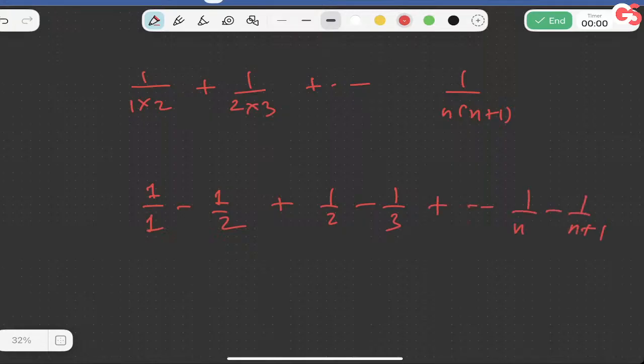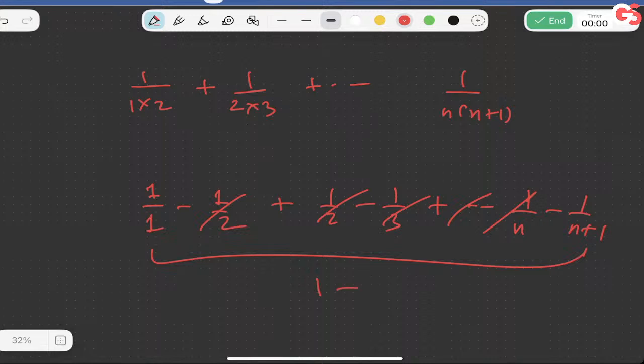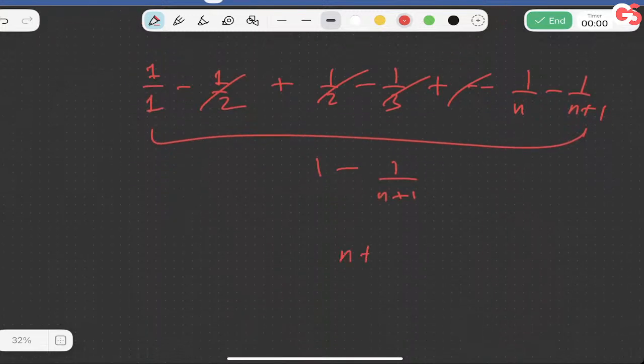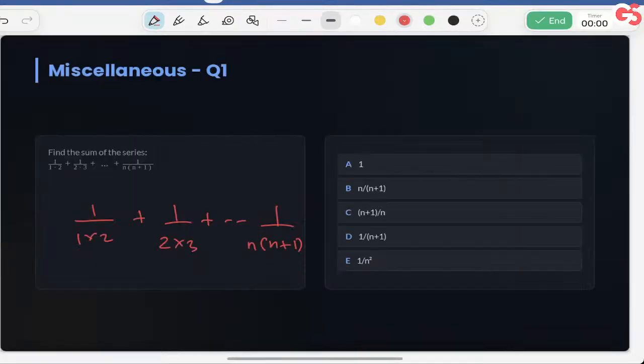So basically, every alternate term gets cancelled out. Not alternate, second से लेके second last तक. We are only left with 1 minus 1 upon n plus 1. That's all. So if you solve this, you'll get n plus 1 minus 1 upon n plus 1, which is nothing but n upon n plus 1. So the answer is n upon n plus 1. Do we have that option? Option B. Is that clear?